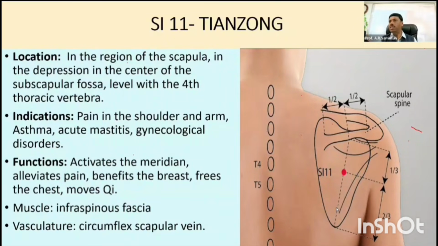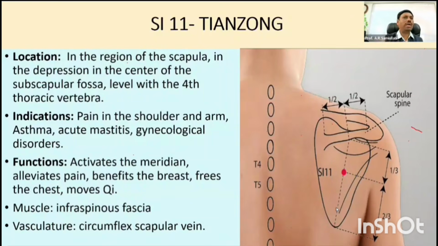This SI11 point is the Tian. Tian means the heaven. Zong means the penetrating heaven, the gathering of the heaven. So now the point is at the upper 1 by third of the spine of the scapula.